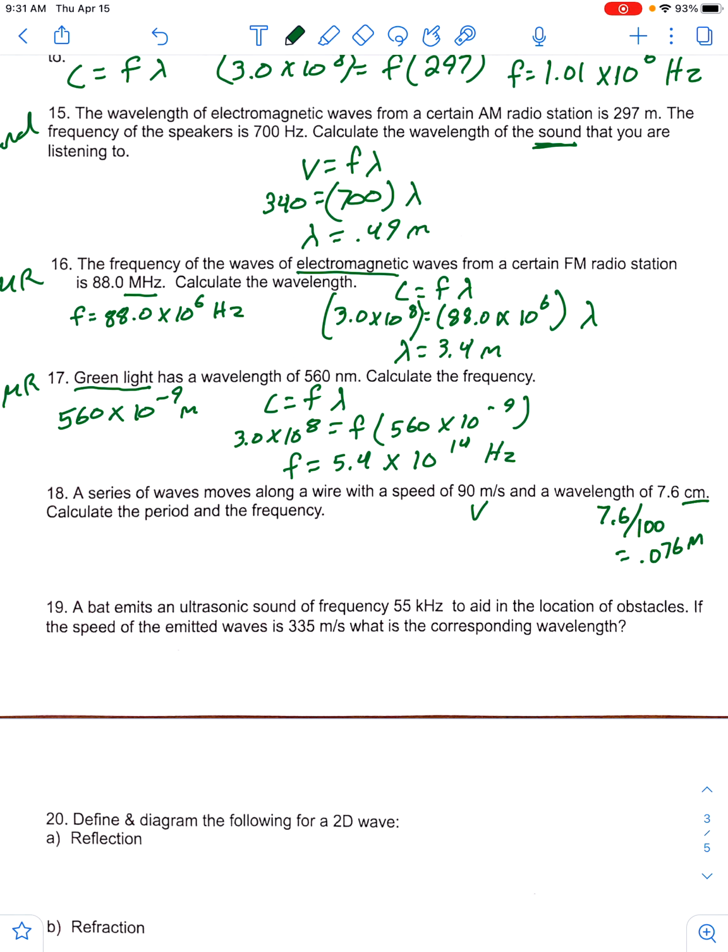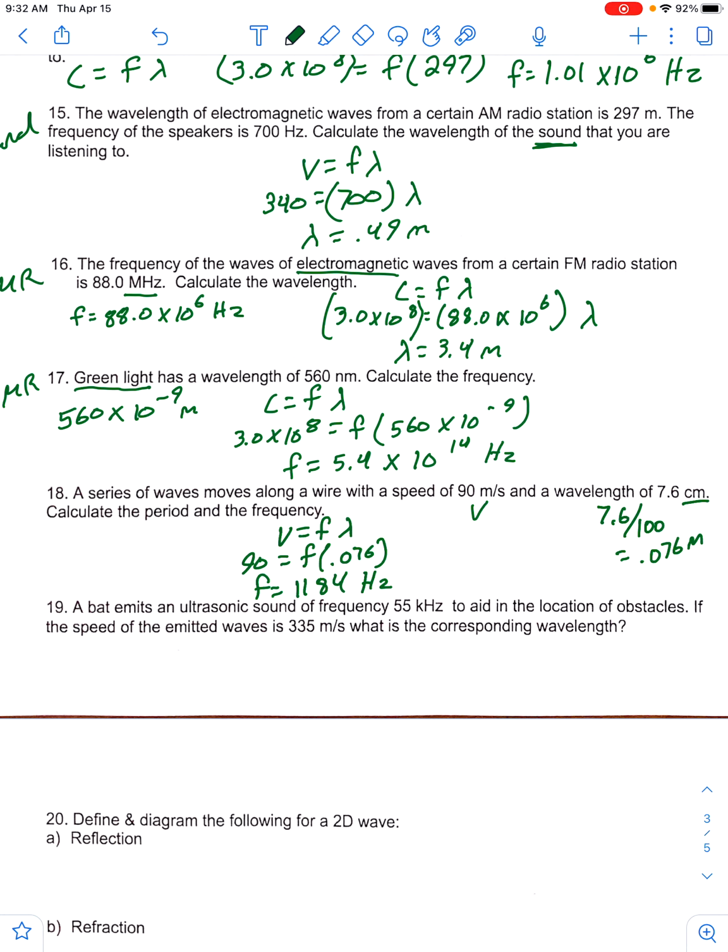So it wants to know I need to find the period and the frequency. Just because it says period first doesn't mean you have to find period first. You can, but I'm just going to keep doing what I'm doing as far as my equations. I'm going to do v equals frequency times wavelength. So my velocity is 90. My frequency, I don't know. That's what I'm looking for. And my wavelength is now 0.076. So take 90 divided by 0.076, you get a frequency of 1184 hertz.